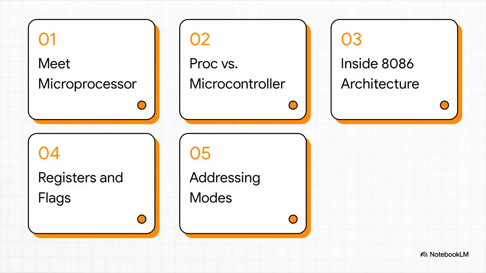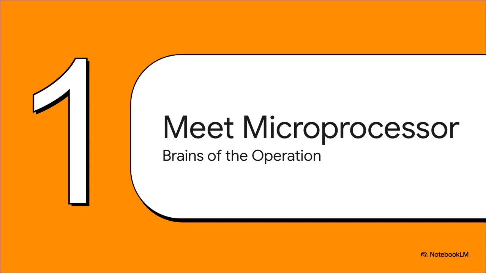Here is our roadmap for today. We'll start by meeting the microprocessor, comparing it to a microcontroller, and then diving right inside the 8086 architecture. After that, we'll look at the registers and flags, and wrap up by figuring out how this thing actually finds data using addressing modes. All right, Section 1, meet the microprocessor, the brains of the operation.